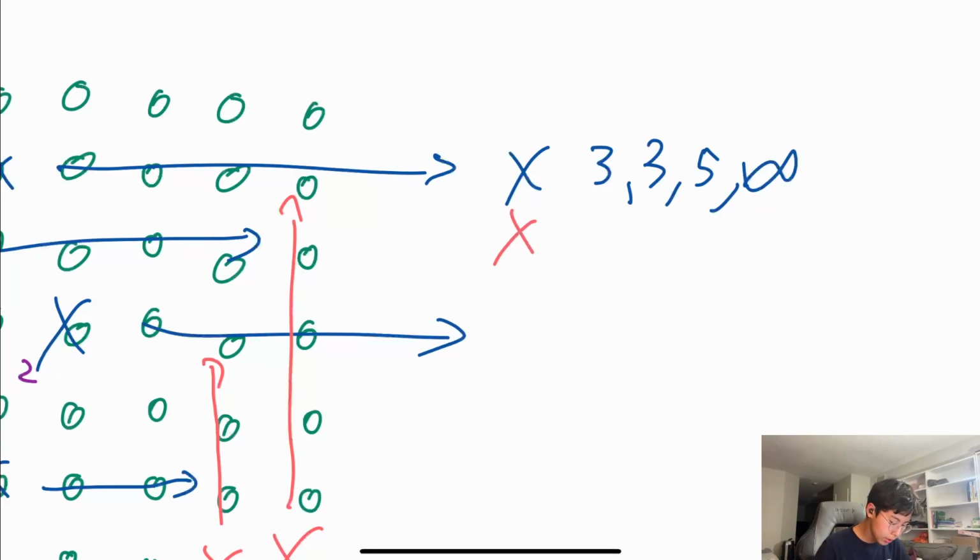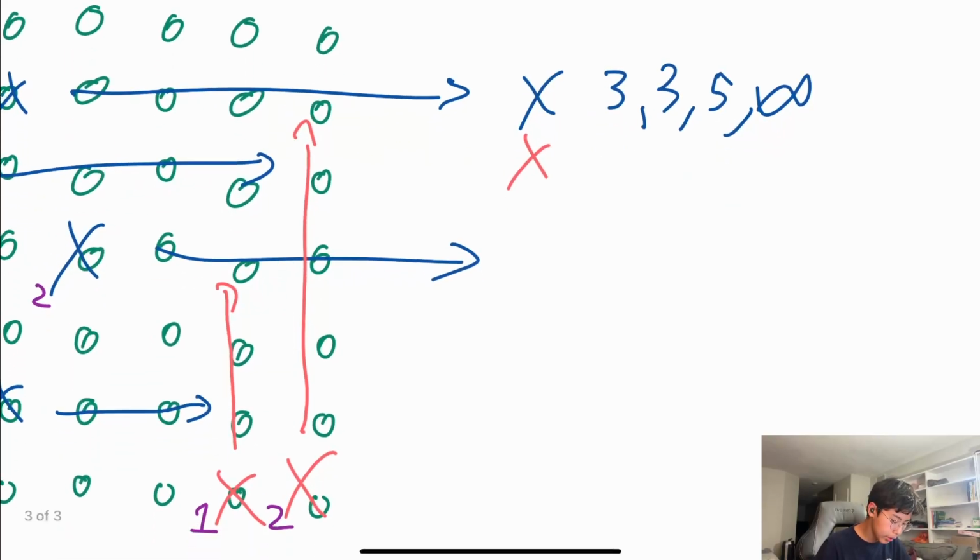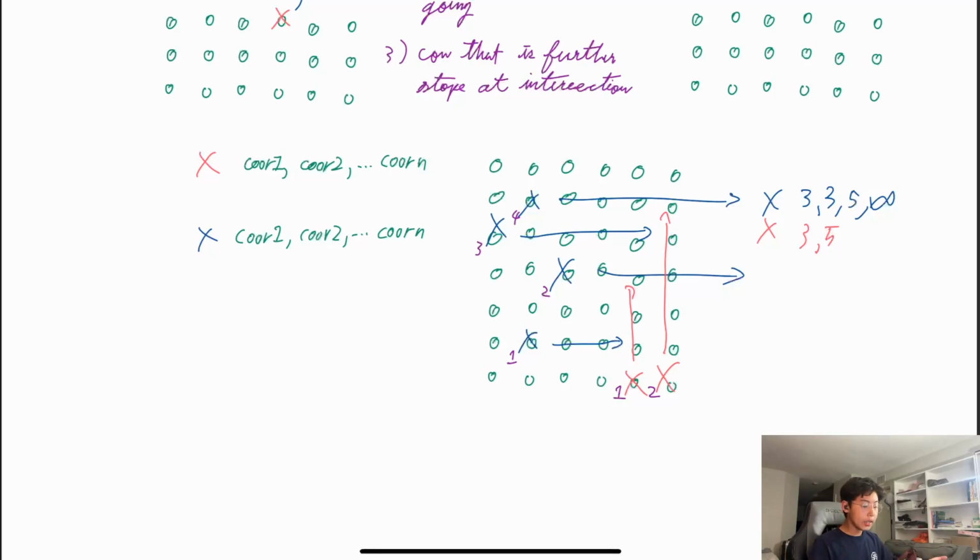Let's look at the north cows. Cow 1 ate 3 in total, including its original square, 1, 2, 3. And cow 2 ate 1, 2, 3, 4, 5 in total. So like this, we could find the answer to the question, and we'll just put this back the way it was and print it just like that.